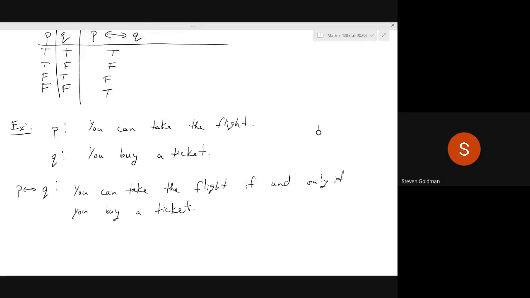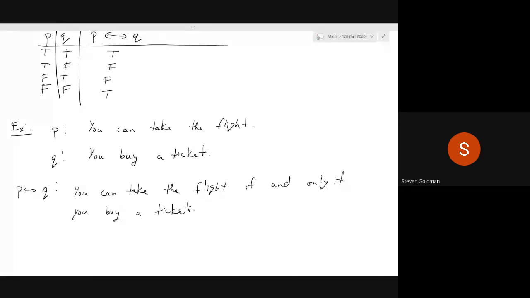P and Q, let's say they're both false. So the airline told you you can take the flight if and only if you buy a ticket. Let's say both of those are false. So P is false, you can't take the flight, and Q is false, you did not buy a ticket. So the airline didn't lie to you. You didn't buy a ticket, so you couldn't take the flight. So the statement is still a true statement.